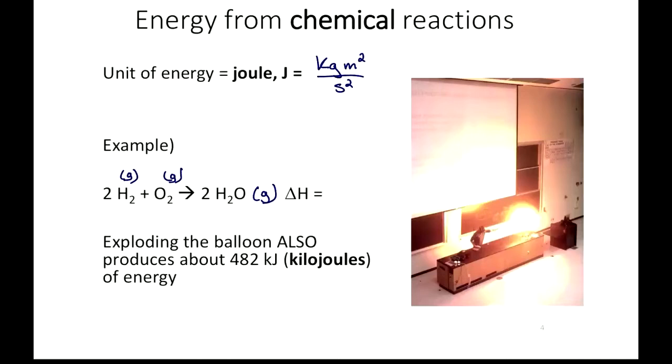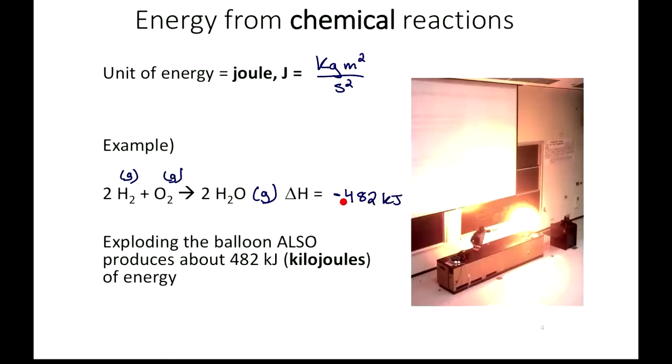But the thing is, where did the energy come from? We saw the energy coming off, all right? We observed that energy coming off, but we are the surroundings. So the chemical reaction actually lost that energy. So how we fully write this thermochemical equation is we write the balanced chemical reaction here, and we write negative 482 kilojoules.